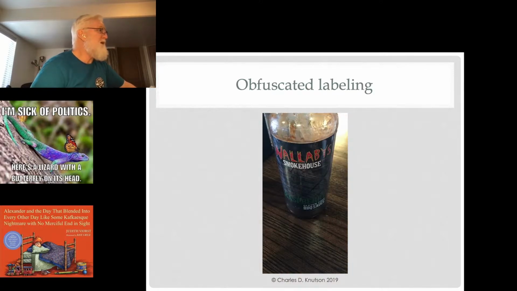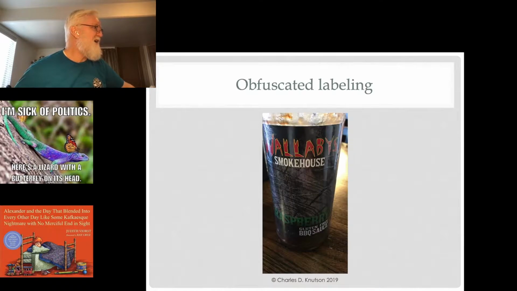But what about that one? What is it? Ghost pepper. Good guess. What does it say? So it's the dark green on dark gray. That actually says raspberry, but you can't read it. Get it right up in the grill, and it's still like, okay, raspberry.